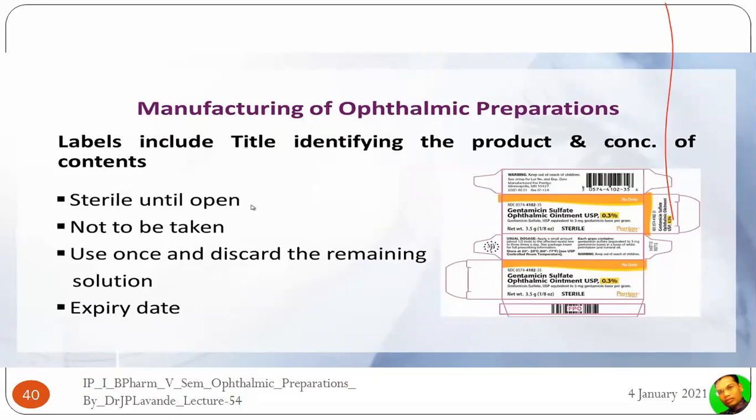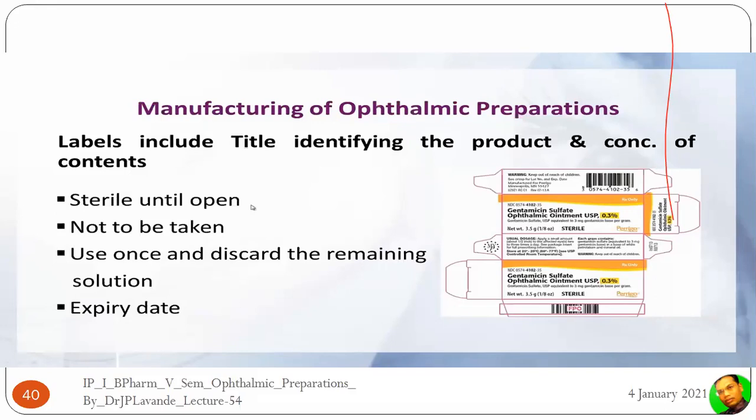The labels should include the title identifying the product and the concentration of the content. Let us say, for example, gentamicin sulfate ophthalmic ointment, USP 0.3%. That means this is official in the United States Pharmacopoeia. The strength of gentamicin sulfate is 0.3%. So gentamicin sulfate is the title, and 0.3% is the concentration.